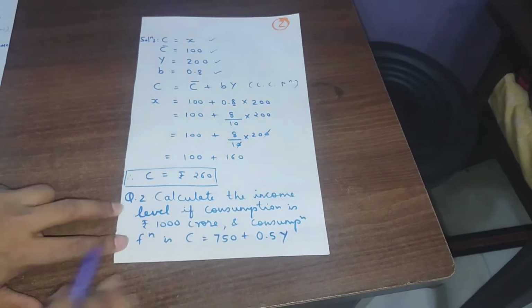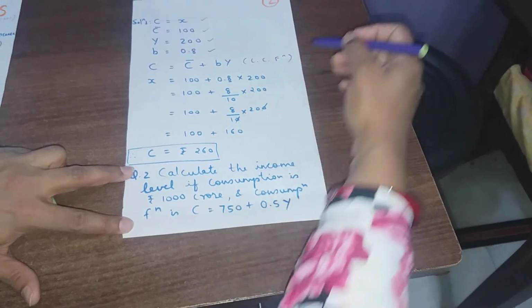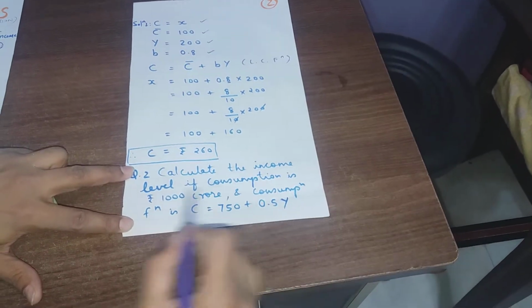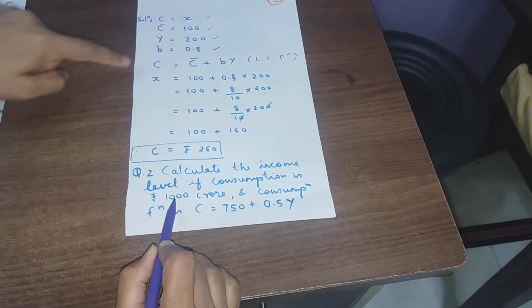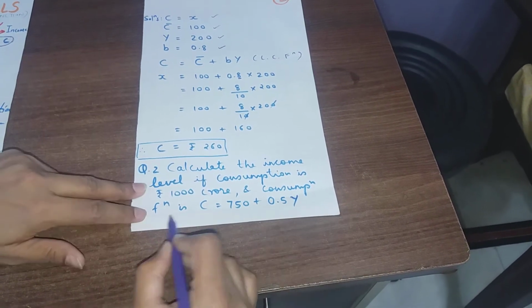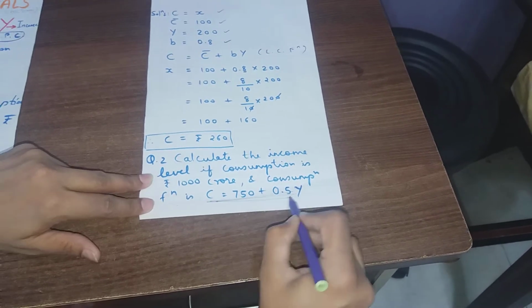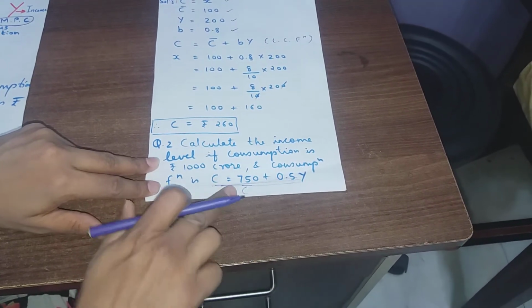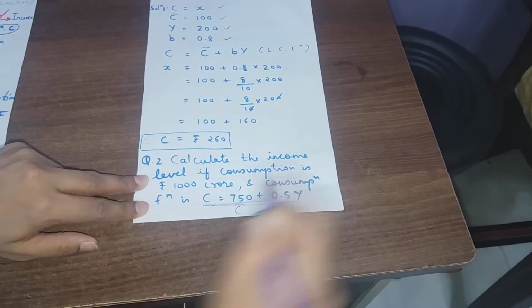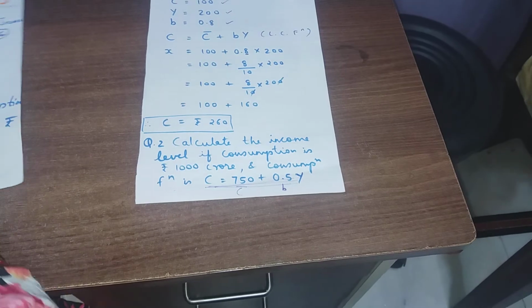Let us solve another numerical. Calculate income level. This time you have to calculate Y. If consumption is rupees 1000 crore, means C is given to you as 1000 crore. And this time they have given you the linear consumption function equation. Means C bar is this one and this is your B. Y you have to find out. C is given to you as 1000. Let us see how it will get solved.